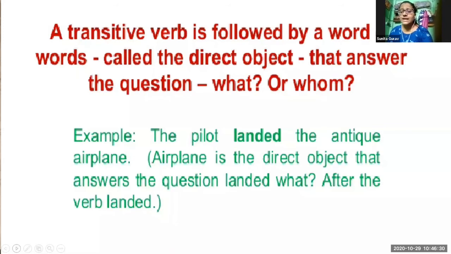Now here the sentence has three things, children. The pilot is the subject, the person who is working, the living being. Landed is the main action word because that is denoting the main action of landing. The antique airplane is the object that is giving us the answer of our question what? What did the pilot land? The pilot landed the antique airplane.